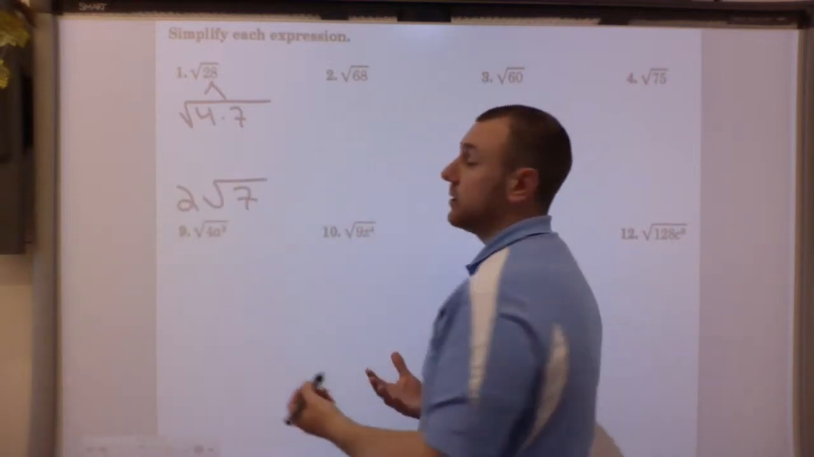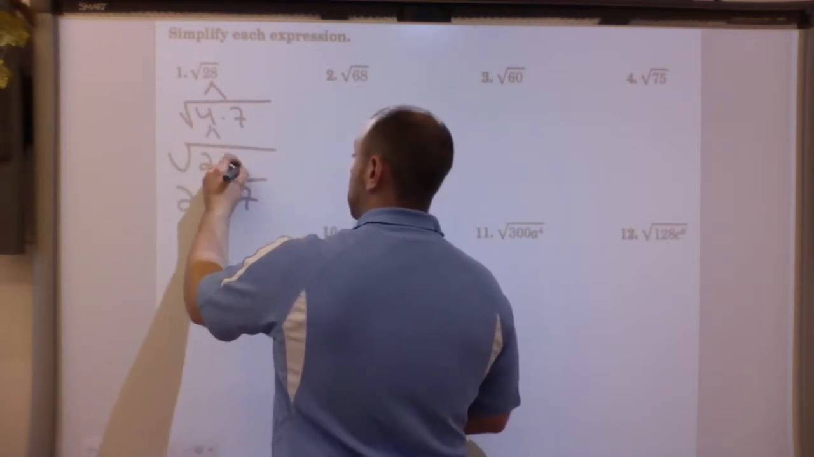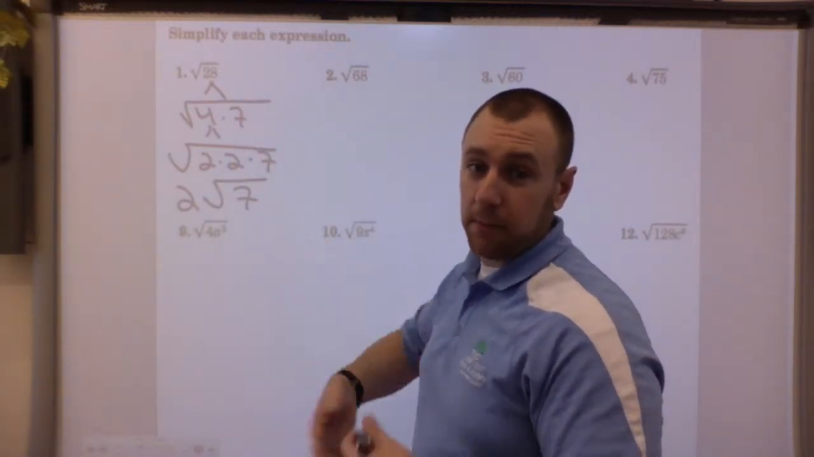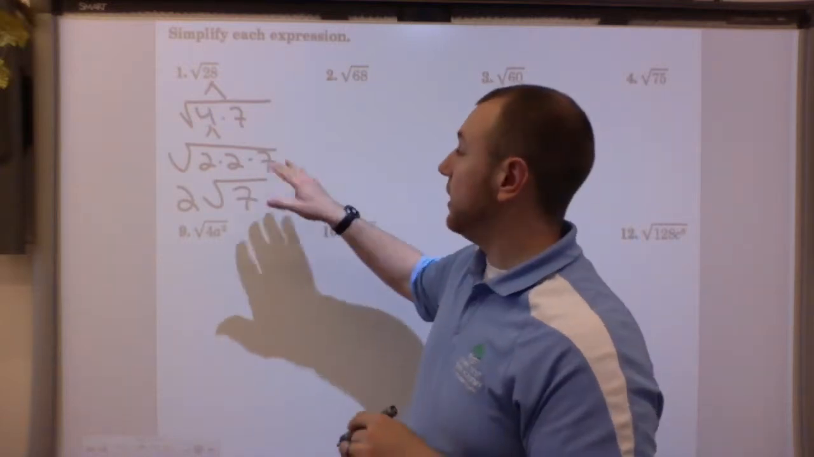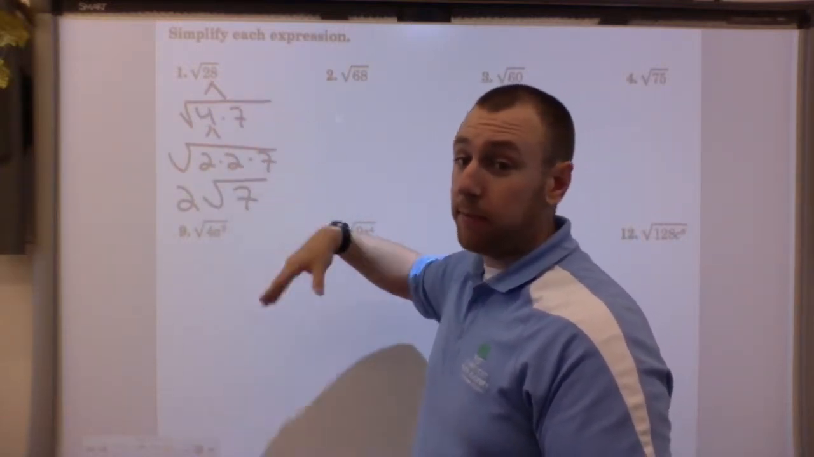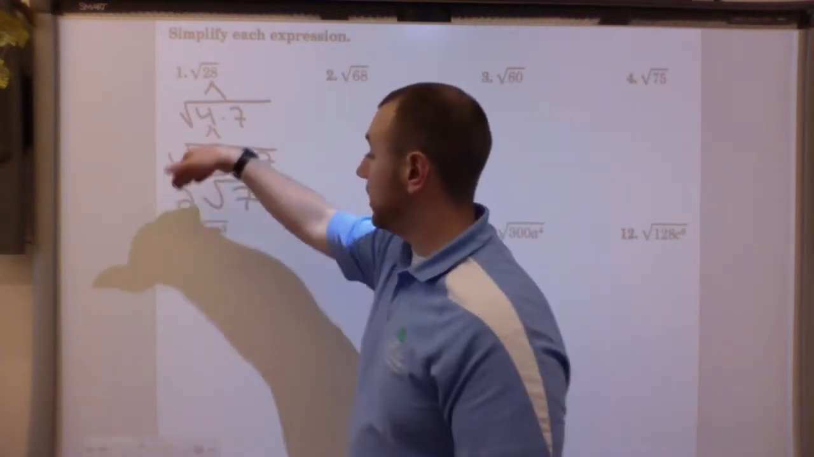Some people might need to break the 4 down into 2 times 2 times 7. Again, I'm not going to break down the 7 because that's a prime number. And the only number is 7 times 1. And once I'm multiplying everything by 1, I don't need to break it down anymore. You'll notice I have a pair of 2's, and you take them out.